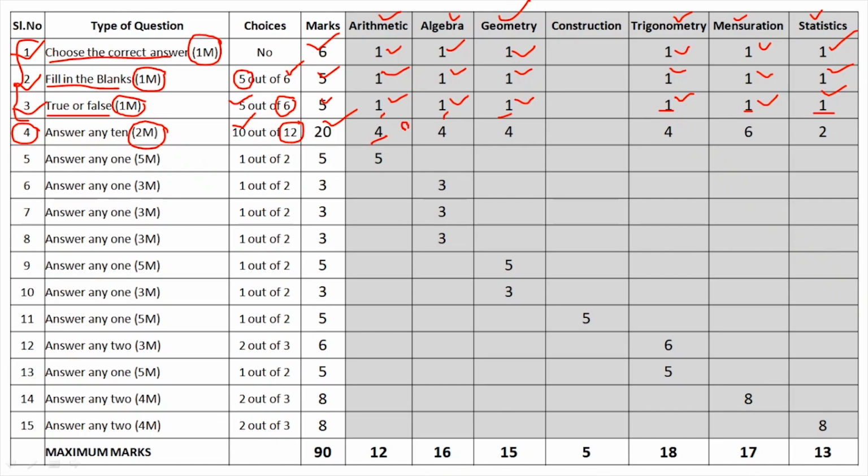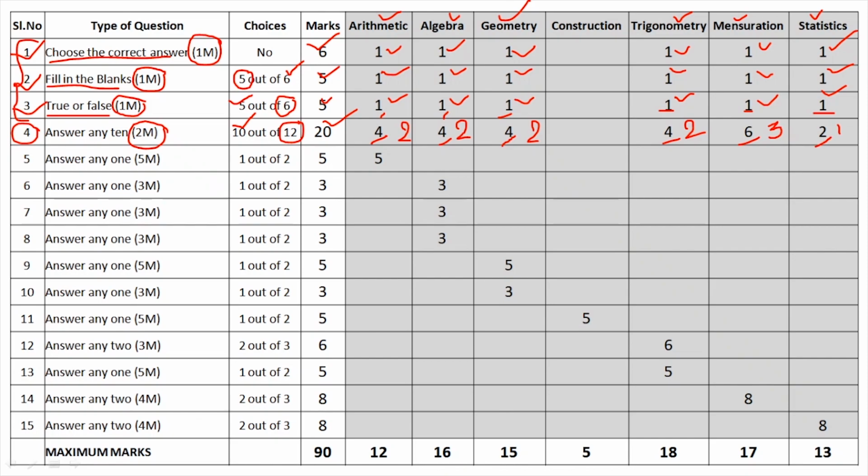That means how many questions will be there? 2 questions. From algebra it is 4 marks, so there will be 2 questions. Geometry will be 4 marks, that means 2 questions. In trigonometry also there will be 2 questions, which will be of 4 marks. In mensuration there will be 3 questions, and it will be of 6 marks. And in statistics there will be 1 question of 2 marks.